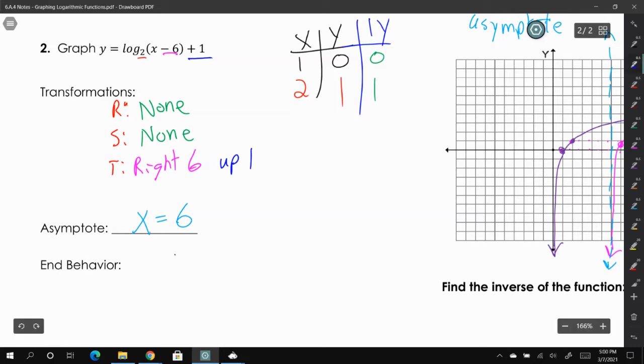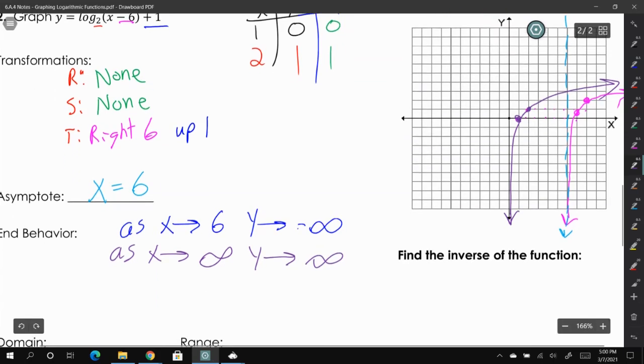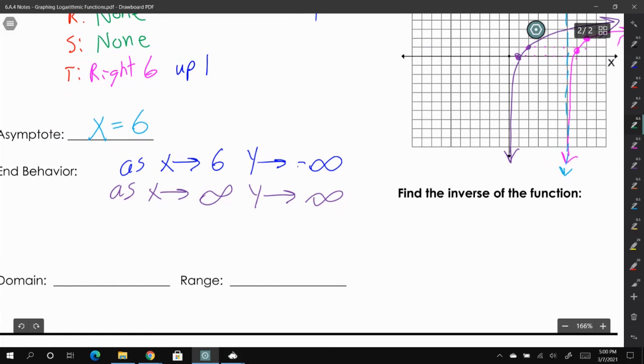Now the end behavior is not going to be as x approaches 0. It's as x approaches our asymptote, which is 6, y is approaching negative infinity. And as x approaches positive infinity, y is also approaching positive infinity. The domain will be 6, infinity, and the range is always negative infinity, infinity. And again, these match, so we're in good shape.